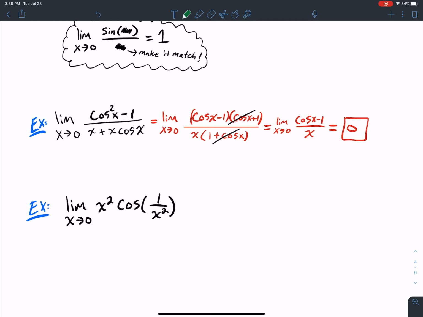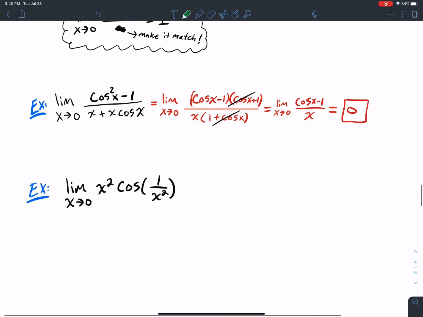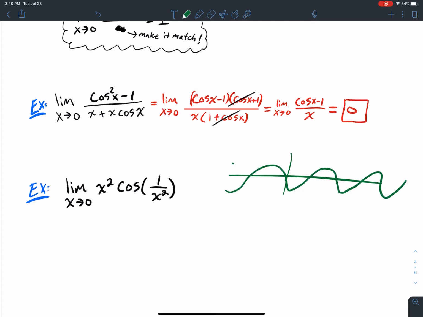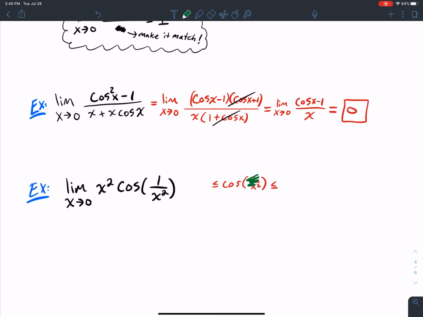If I try to plug in 0 here, I get 0 times the cosine of 1 over 0, which is undefined. This falls apart. I can't do that. So we've got ourselves a situation here. One thing that's going to be helpful when you're dealing with anything trig is to think about sine and cosine. What do you know about the sine and cosine graph? No matter what, it's always bigger than -1 and always less than 1. Doesn't matter what's inside the argument of the cosine. It's always stuck between -1 and 1.